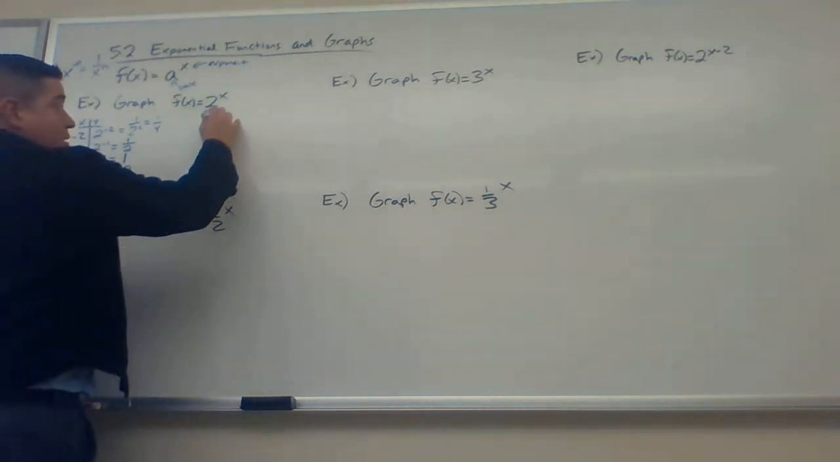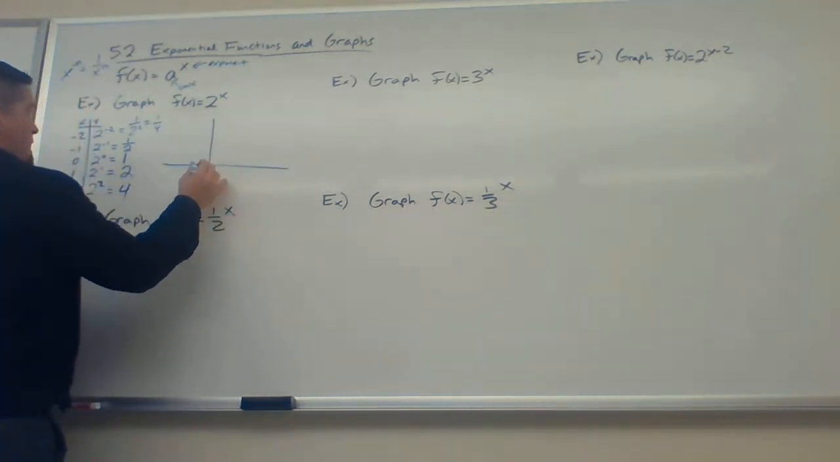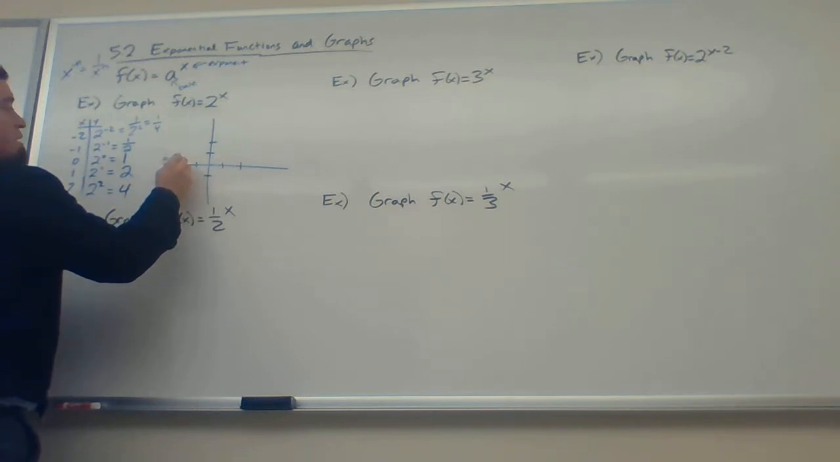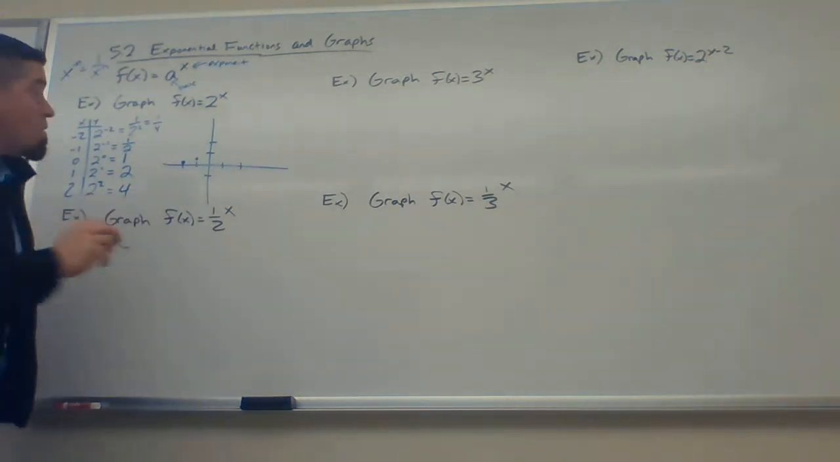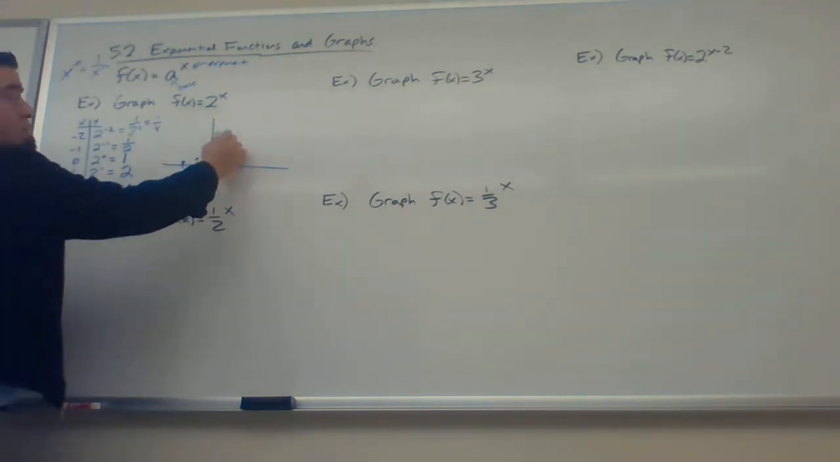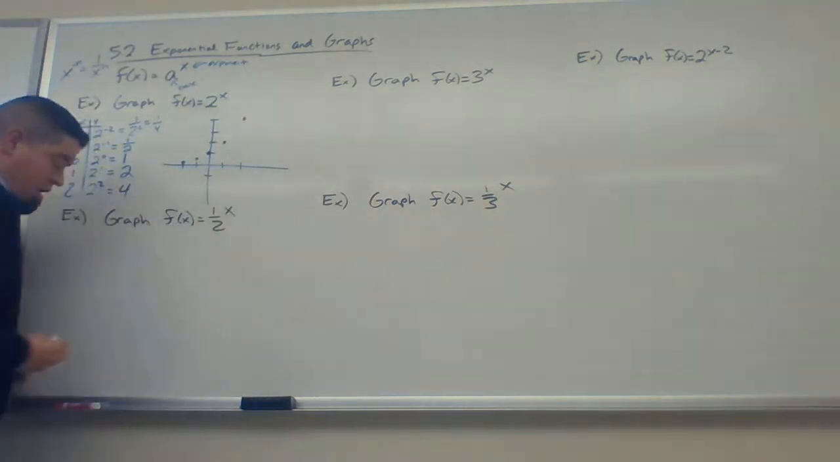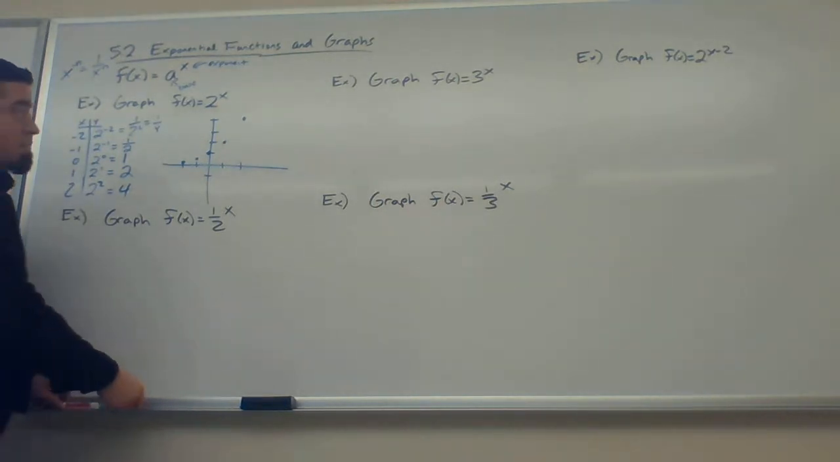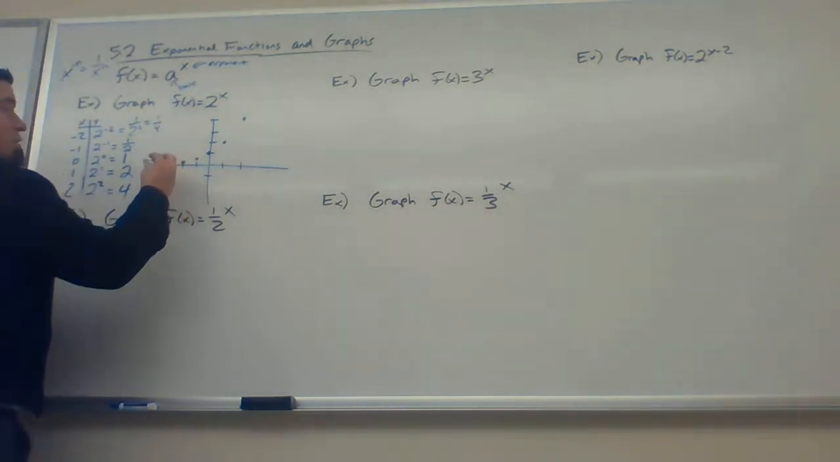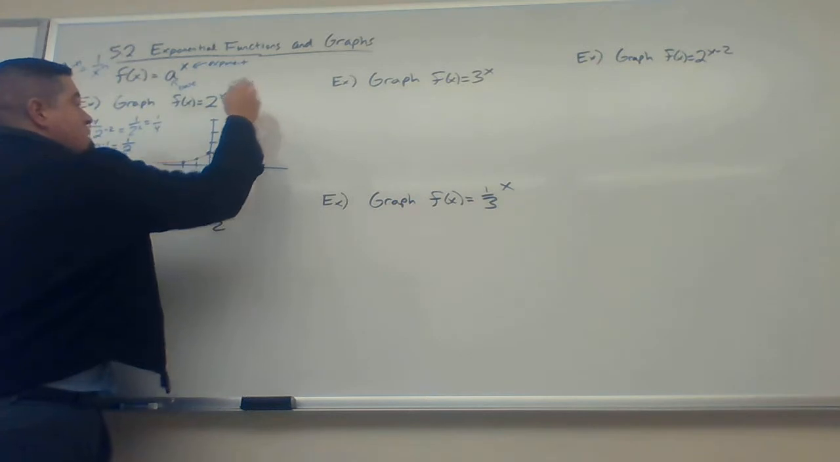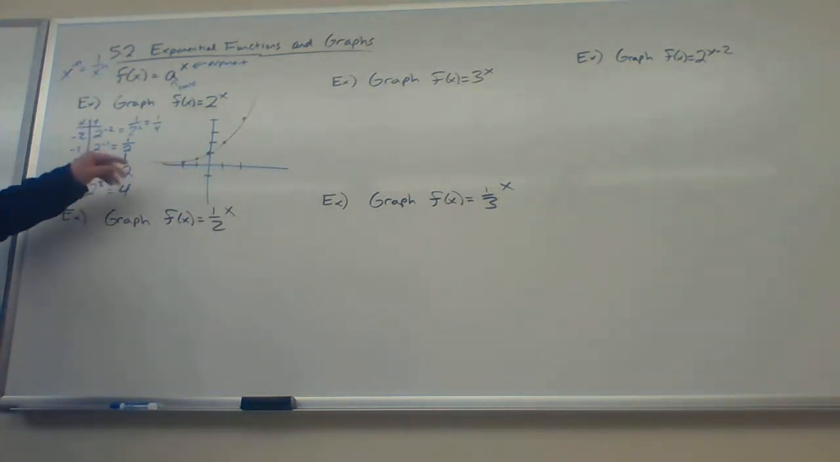So this is enough to graph it. I'm going to graph negative 2, 1/4, which is approximately here. Negative 1, 1/2 is a little bit higher. 0, 1 would be here. 1, 2 is here, and 2, 4 would be approximately here. So I can start to see the shape of this line, and I'm going to fill this in. This is what exponential growth looks like.